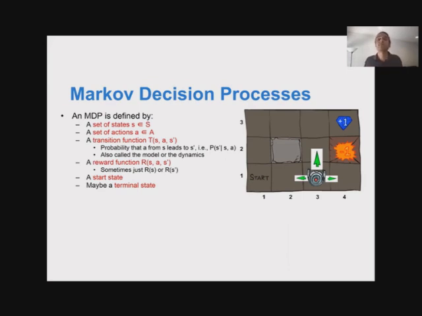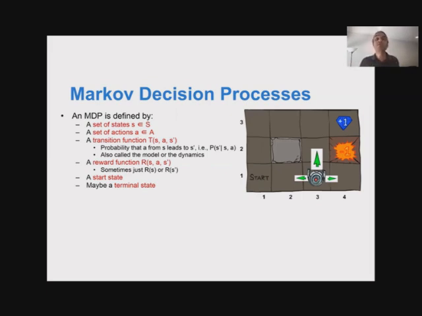We also have a transition function, which says, if I'm in a particular state and I take some action, what are the other states I could end up in? For each state S that I'm in now, and each action A that I take, what is the probability of ending up in state S prime? We'll explore what this means in more detail in this grid world example.